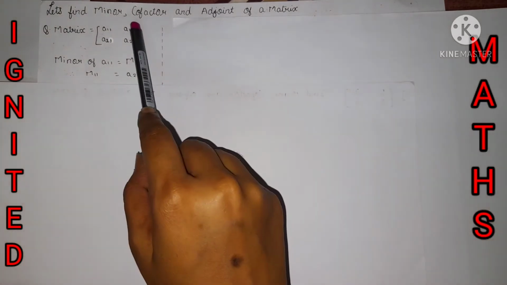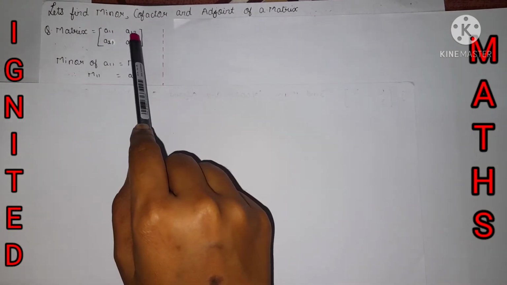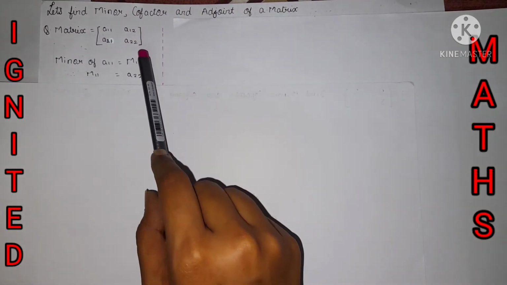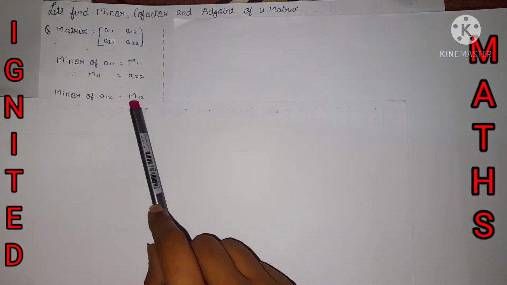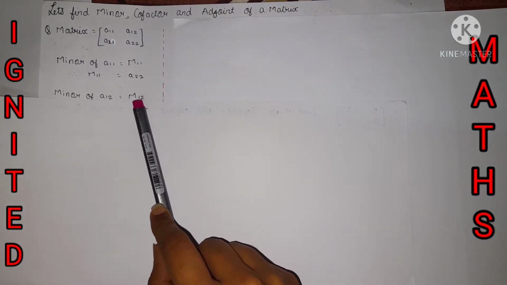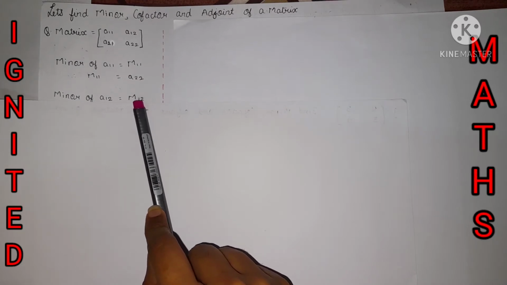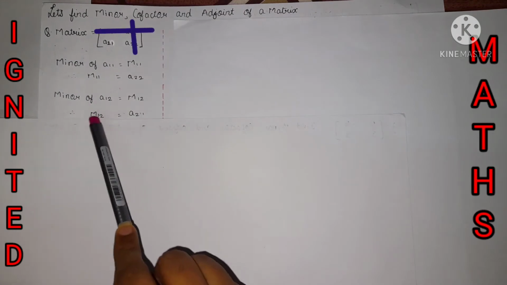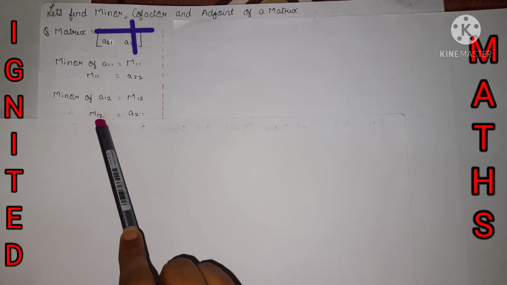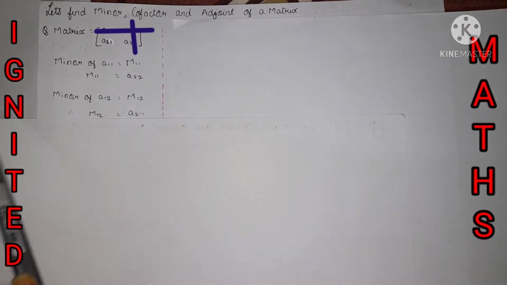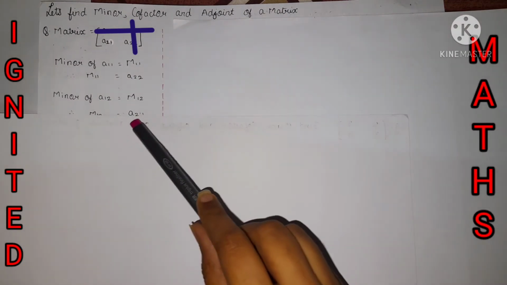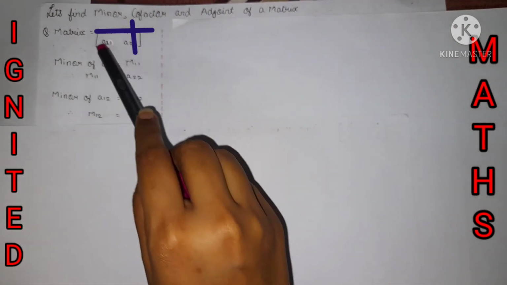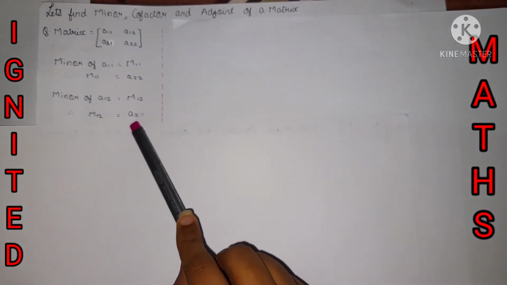The second element is A12, present in the first row and second column. So minor of A12 is equal to M12. What will be the value of M12? To find the minor of A12, we need to hide the specific row and column. Over here it is the first row, second column, so we hide the first row and second column. In short, we delete those elements and write the rest of the elements. The only element present is A21, so we write A21.